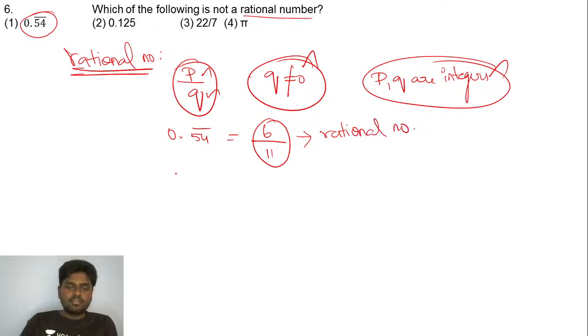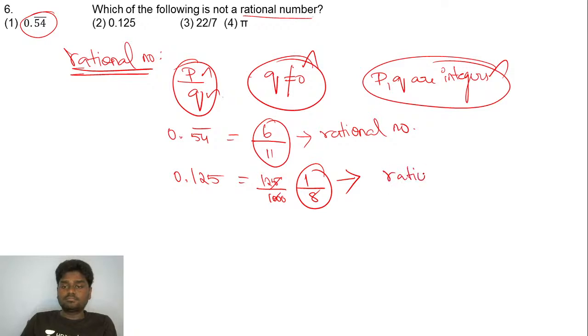And in the same way, if you go for 0.125, a terminating decimal, that can be written as 125 by 1000. If you do 125 by 1000, this will go exactly 1 by 8. So again, 1 by 8 is actually a rational number. If you go for 22 by 7, absolutely no doubt, a rational number.